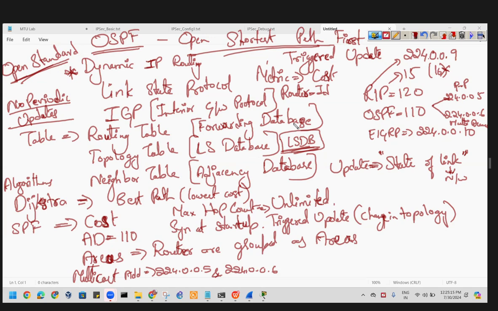What else is missing here? Load balancing. It can have a maximum of 6, but by default it is set to 4. Load balancing means how many paths can be best paths to one single destination. Maximum 6, but it will be set to 4.